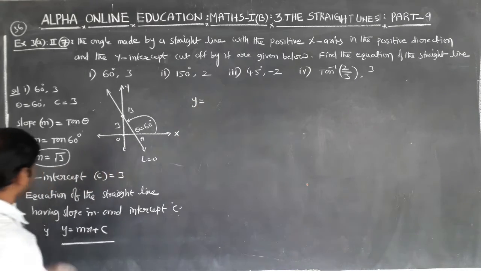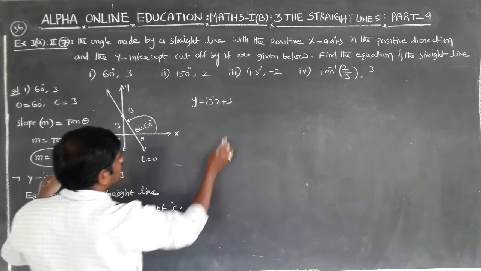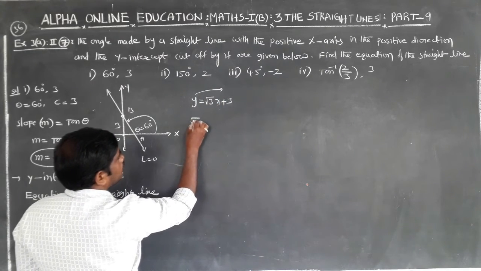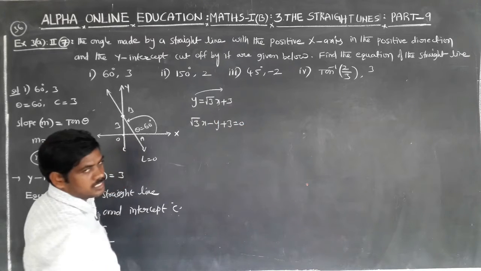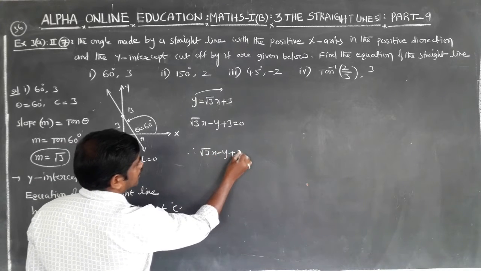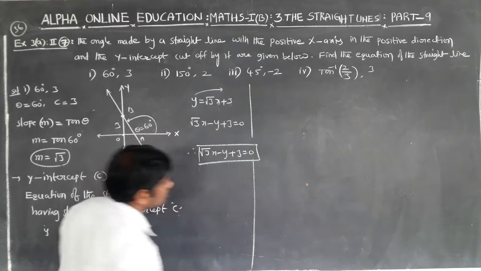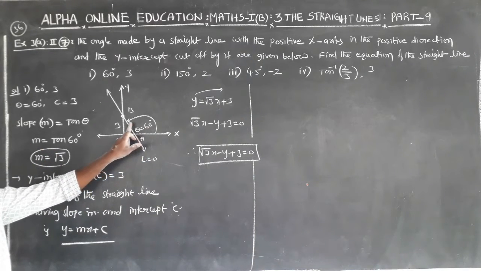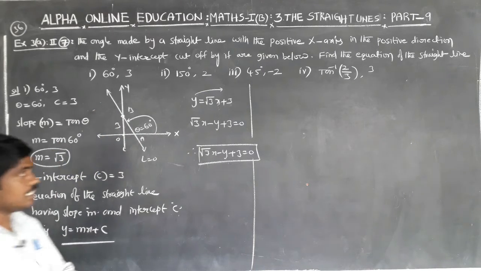Y is equal to root 3x plus 3. Taking y right side, root 3x minus y plus 3 is equal to 0. Therefore, root 3x minus y plus 3 is equal to 0 is the equation of the straight line making an angle 60 degrees with the positive x-axis and y-intercept 3.